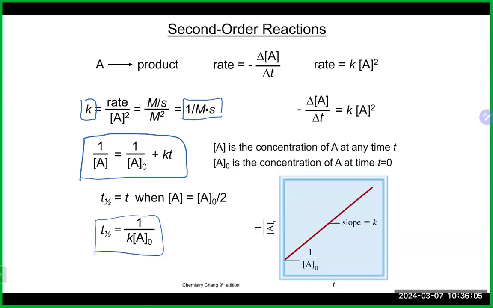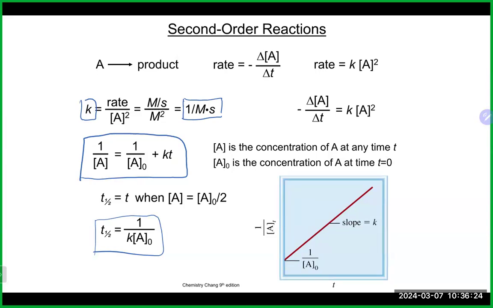And that means that unlike a first order, which is independent of the initial concentration that you have for that reaction, the second order's half-life is dependent on the initial concentration. So it does have an effect on the half-life of this particular reaction.